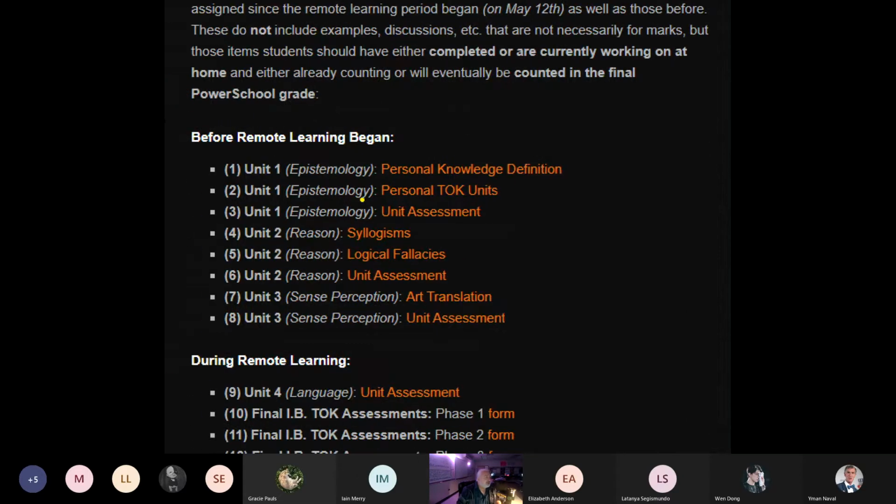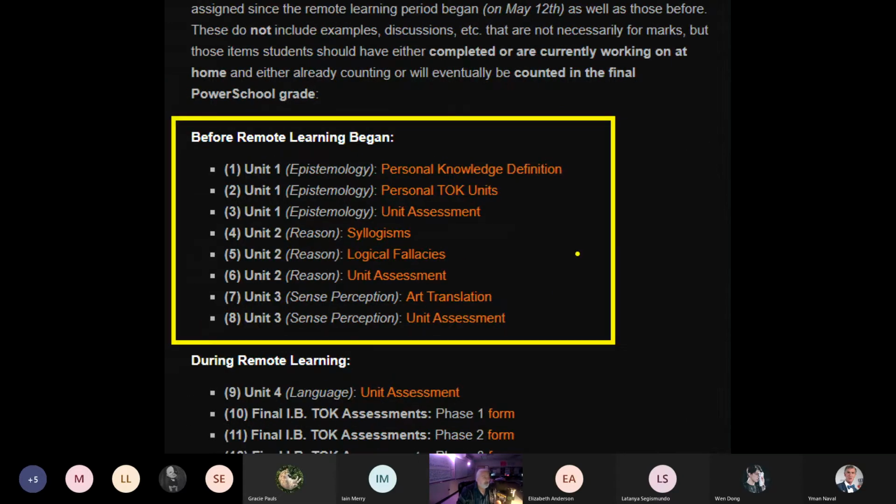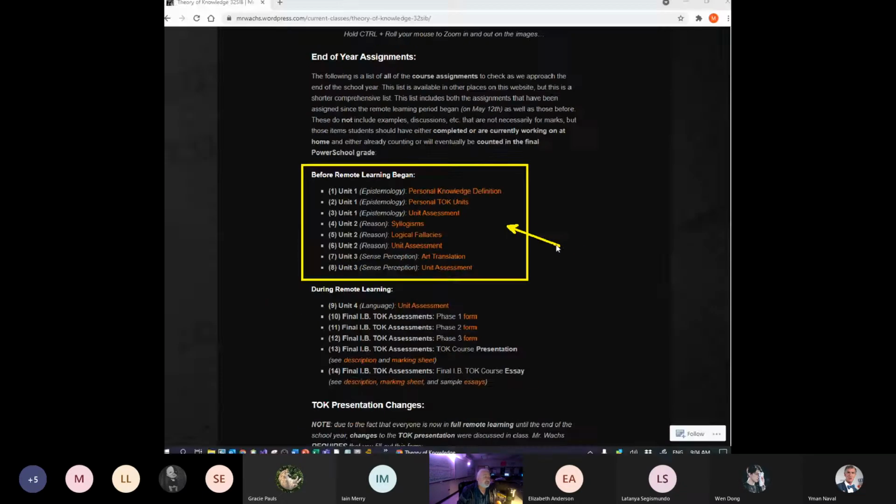As I've already said, some of these were from before remote learning began. So this was stuff we did in school. Most of this course is credited from your participation in class. So that's the majority of your mark. So that's why it's really difficult not to get a credit in TOK unless you're just not in class. But there were a few things that you would have had to do slightly outside of class and then hand in. And that's what that's a list of, just those things.